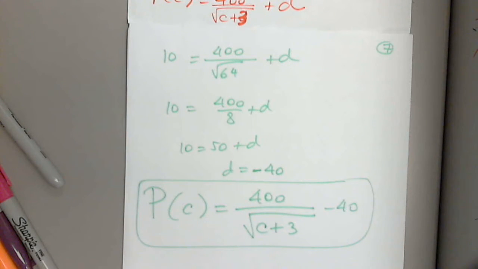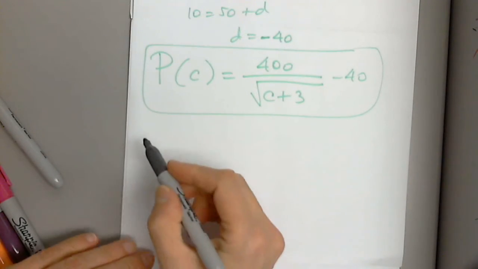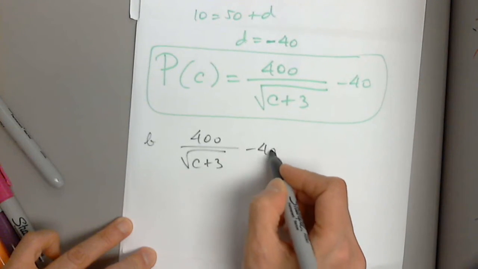Part B: at what cost will the firm break even? And what do I have to do when a company breaks even? What happens to the profit when the company breaks even? The profit is zero. Break-even point, profit is zero. So let's set this equal to zero. So that's part B: 400 over the square root of C plus 3, minus 40, equals zero.